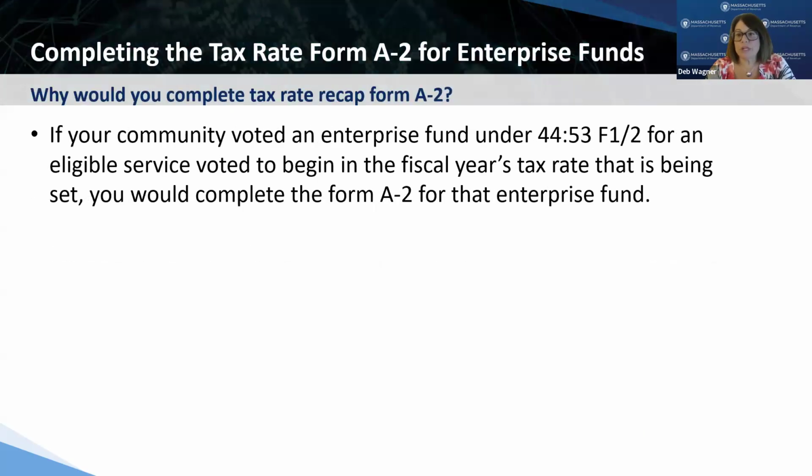So why would you complete Recap Form A-2? Well, if your community has voted an enterprise fund under Mass General Law, Chapter 44, Section 53F½, for an eligible service voted to begin in that fiscal year that the tax rate's being set for, you would complete the A-2 for that enterprise fund or any other pre-existing enterprise fund that was established to begin before that. So you would always complete an A-2 for an enterprise fund that you've voted.